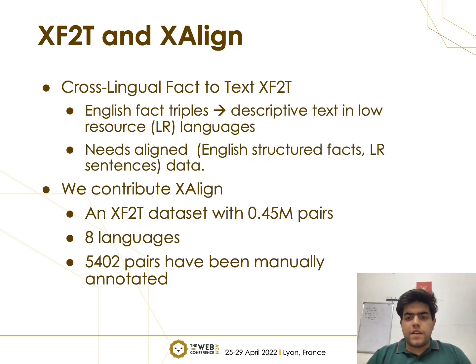Our work is primarily driven by the motivation of bridging the content gap that exists between English and other low resource languages. So basically the ultimate objective is to generate descriptive text in low resource languages using English triples which are present in abundance. However, such a model would need aligned data, and hence we contribute XAlign. XAlign is a cross-lingual fact-to-text dataset with close to 500,000 pairs. It spans across 8 languages, and out of these, close to 5,400 fact-to-text pairs have been annotated manually.